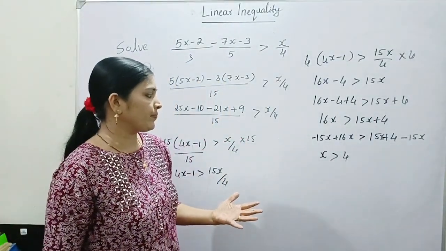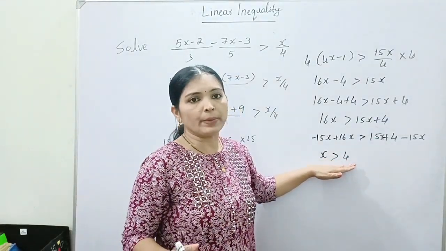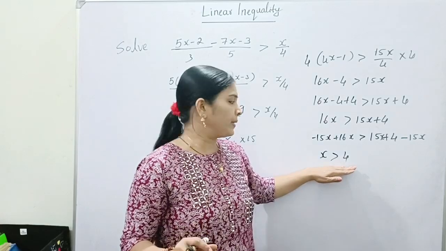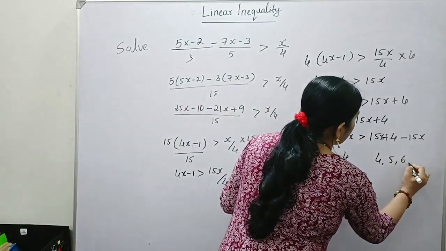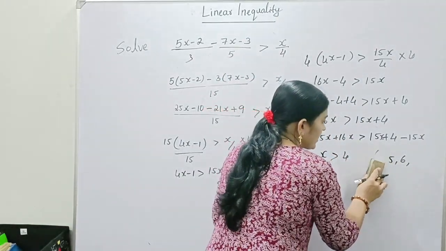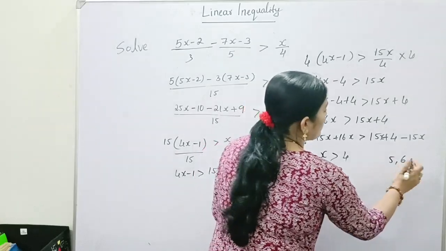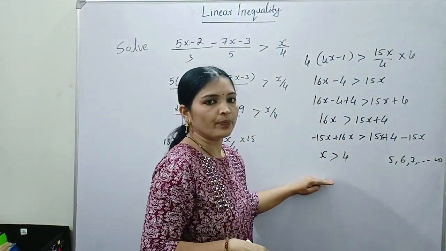So what is the solution? If x is a natural number, x can be 4, 5, 6, not 4. Here no equal, so we can start from 5. 5, 6, 7, 8, etcetera, up to infinity, because x is greater than 4.